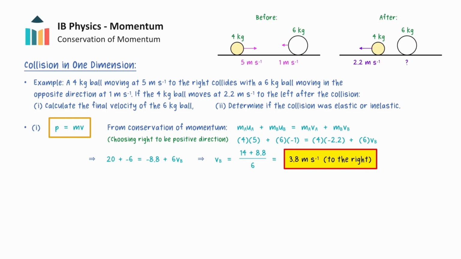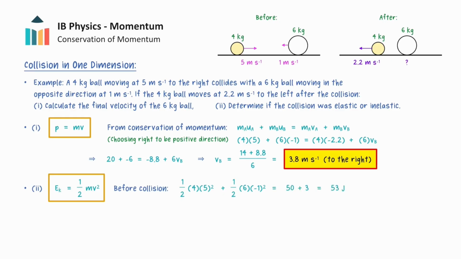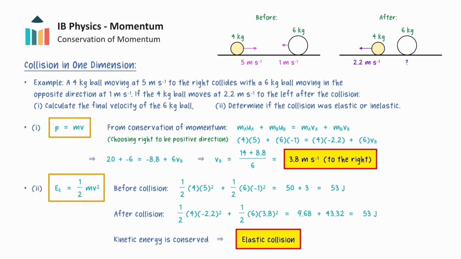Part 2 wants us to establish if this collision was elastic or inelastic. Recall that kinetic energy is given by the following equation. We find that the total kinetic energy of both balls before the collision is equal to 53 joules. Similarly, using the final velocity calculated from part 1, we also calculate a total kinetic energy of 53 joules after the collision. As these two values are equal, no kinetic energy was lost during the collision. Therefore, this collision must have been elastic.